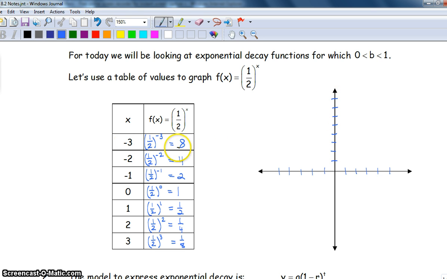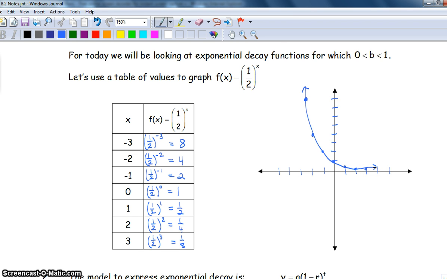So our first point is -3, 8. Our next point is -2, 4. -1, 2, 0, 1, 1, 1/2, 2, 1/4, and 3, 1/8. And there's our exponential decay model.